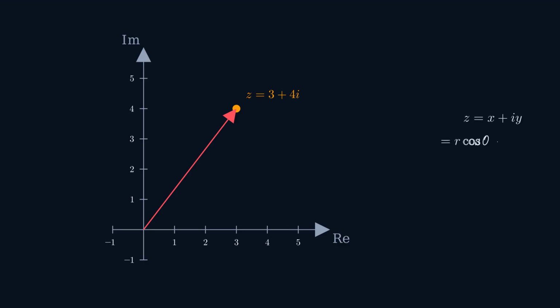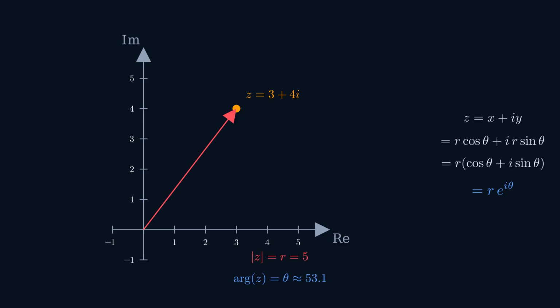Write z as x plus iy, substitute the polar formulas, r cosine theta plus i r sine theta. Factor out r. And by Euler's formula, cosine theta plus i sine theta equals e to the i theta. So z equals r times e to the i theta.